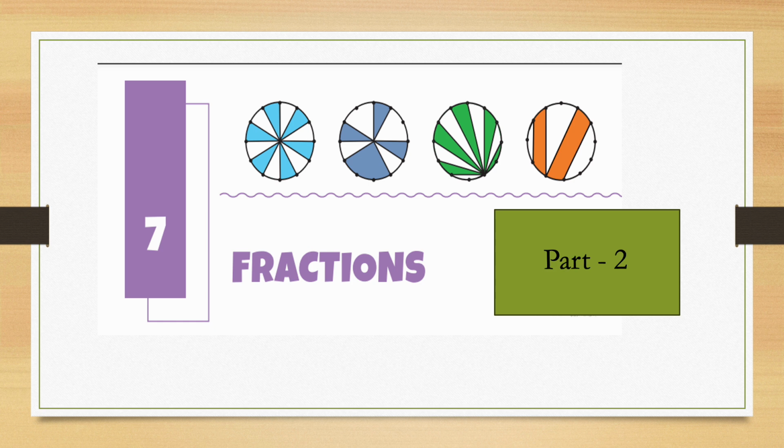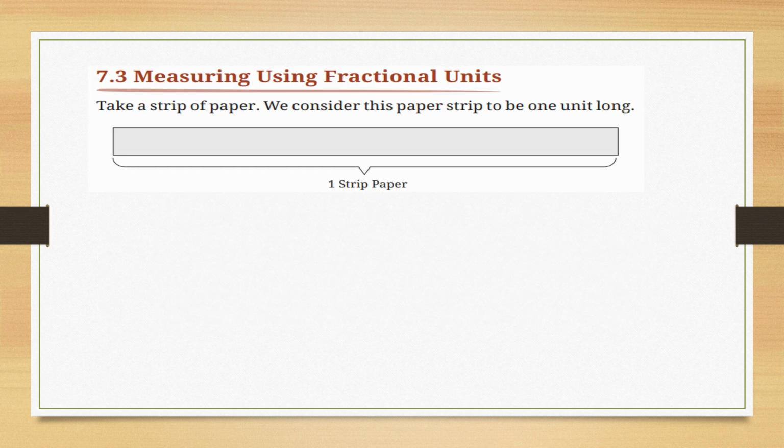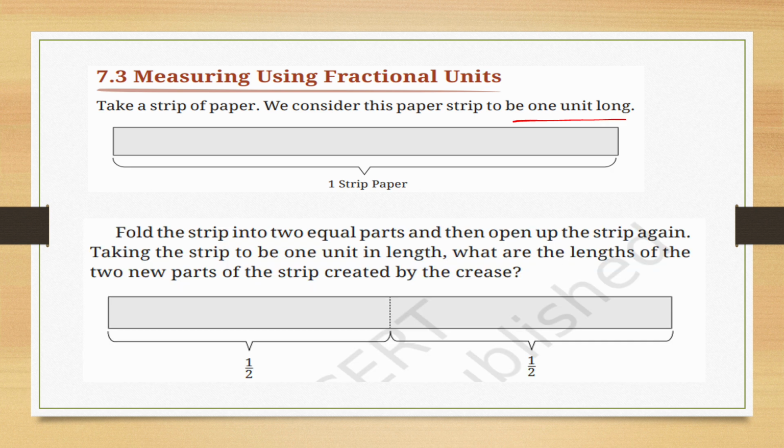Today we will see in CRT Class 6 Maths Chapter 7 Fractions Part 2. Measuring using fractional units. Take a strip of paper. We consider this paper strip to be 1 unit long. So you take a paper strip, fold the strip into 2 equal parts and then open up the strip again. Taking the strip to be 1 unit in length, what are the lengths of the 2 new parts of the strip created by the crease?